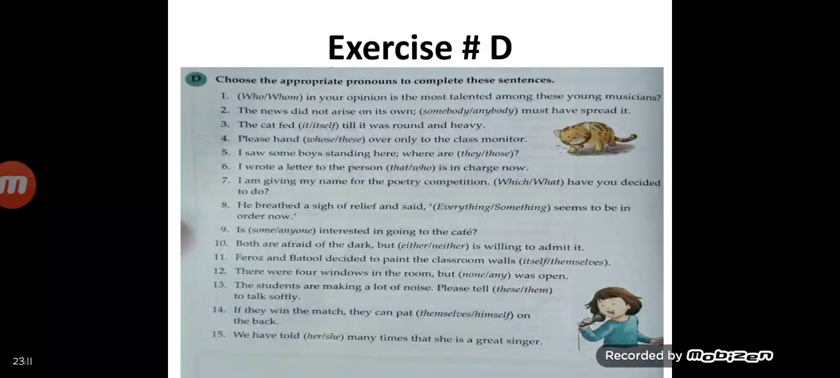Fourth option is: please hand these over only to the class monitor. I saw some boys standing here. Where are they? Yes, where are they? I wrote a letter to the person. That person or who? Yes, you will use who. Who is in charge now?